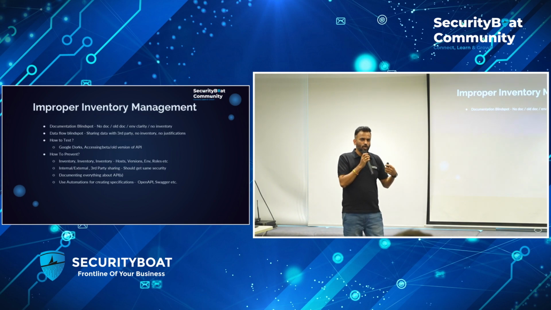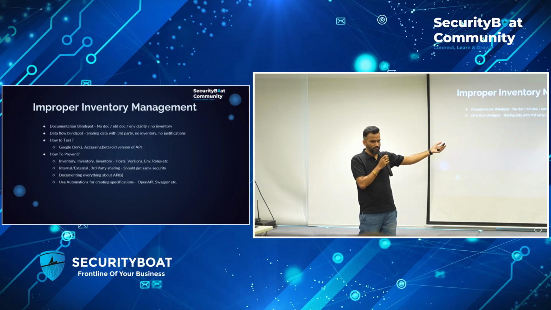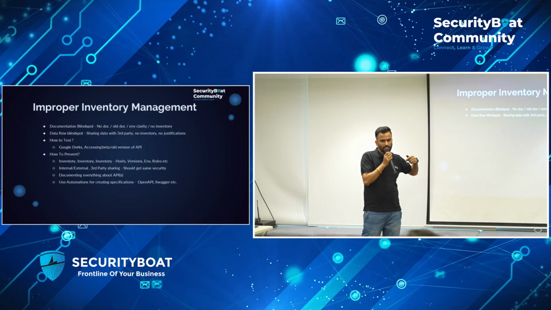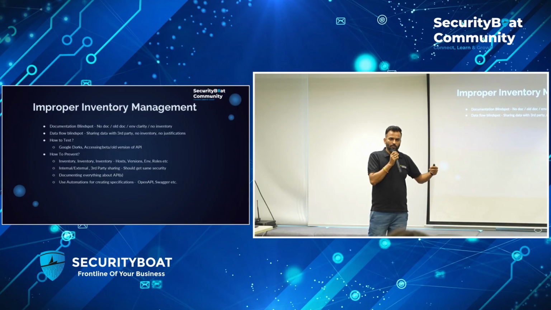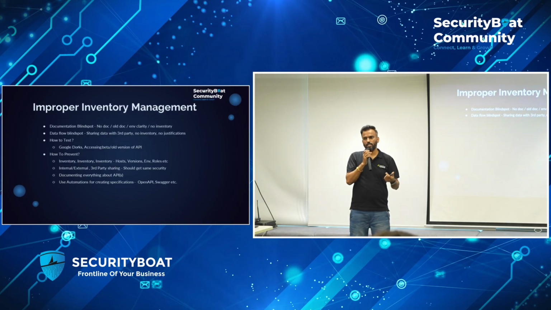Okay. These are the common problems in every organization regarding APIs: people build so many APIs but forget to implement documentation, so that at least a security engineer can understand what this API is doing. Data flow blind spot: sharing data with third parties, no inventory, no justification, which we covered, right? Let's say a third-party integration is happening. Because my business has to run, they are asking for this data, I will give this data without validating why they need it, without doing vendor risk management properly.